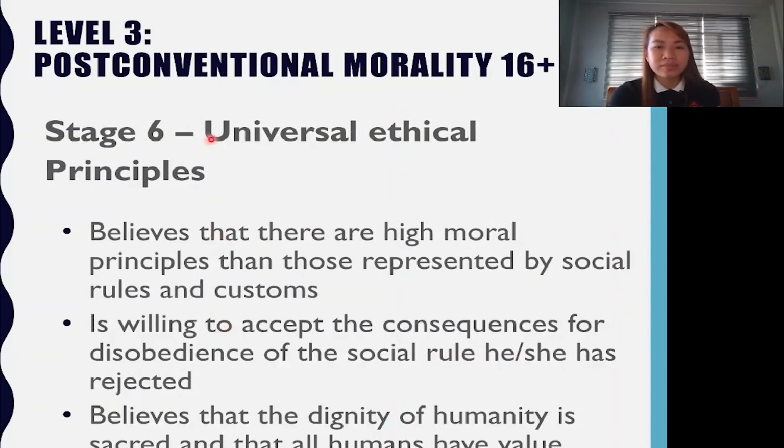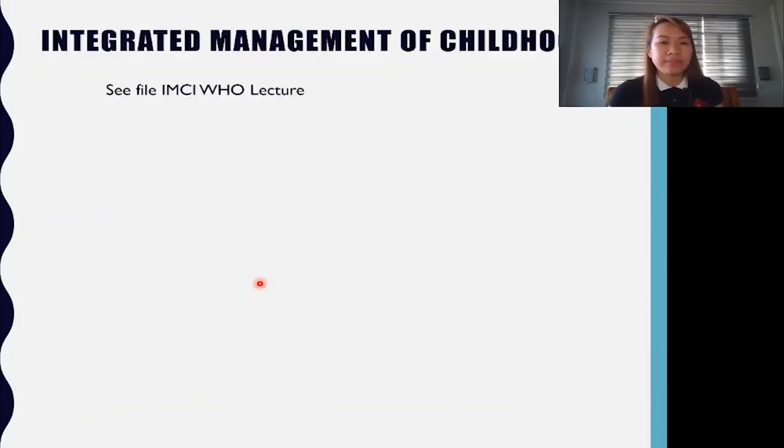Stage 6, which is the last stage, is universal ethical principle. They believe that there are high moral principles than those represented by social rules and norms. And they are willing to accept kung anong consequence for disobedience of that social rule if they do not accept it or if they have rejected it. And they believe that the dignity of humanity is sacred and that all humans have value. So, ang ganda. If we could just all achieve the stage 6 post-conventional morality, then I think the world will be a better place to live in.